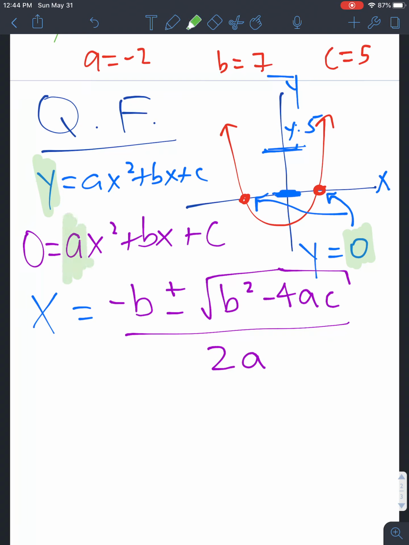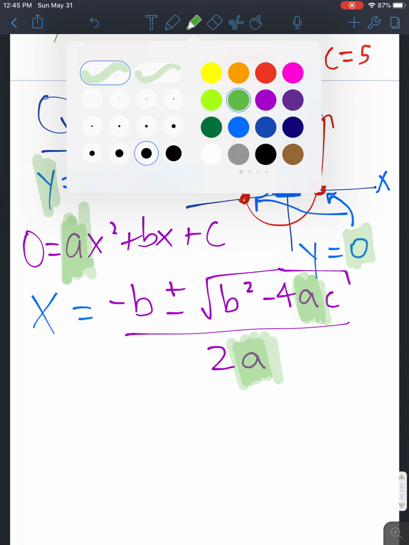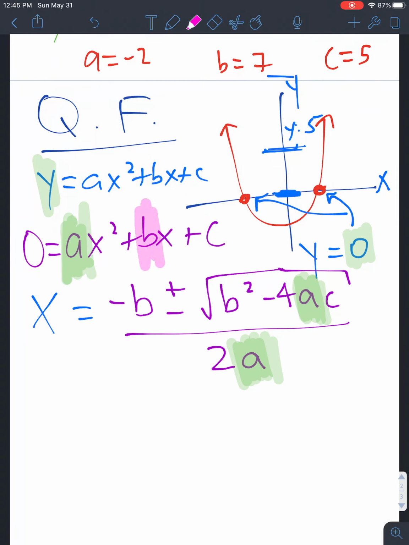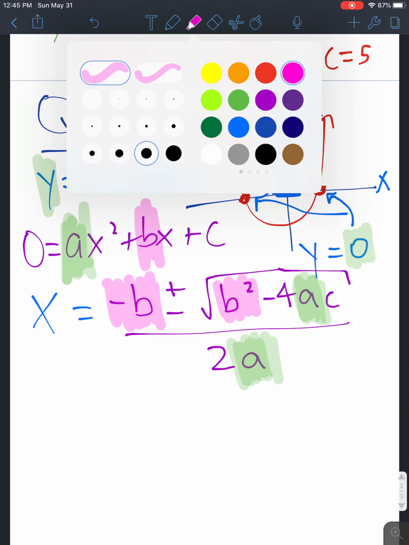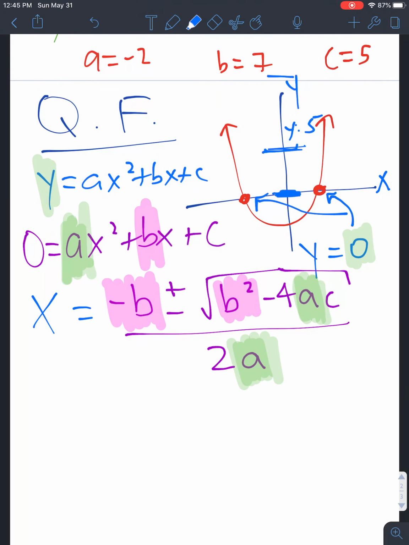So remember, a is the same a throughout, right? My a that's in front of my x squared is the same a that's right behind the 4, and it's the same a that's right behind the 2. Our b is the same b that's in front of the x. It's also the same b that's negative b, and the same b that's b squared. And our c, let's do blue, is the same c that's there. So let's go ahead and break this down a little bit.